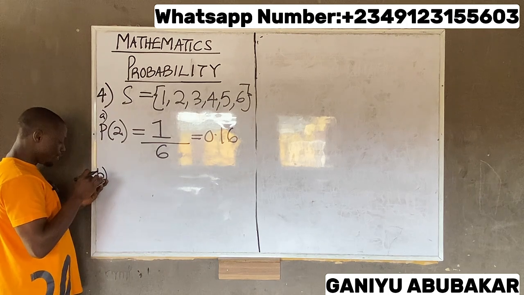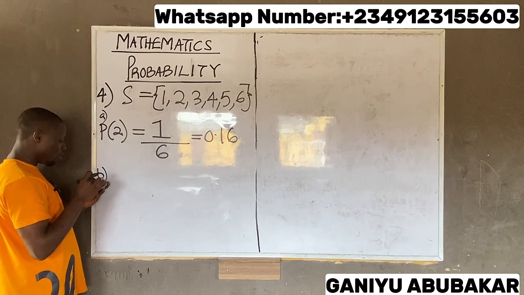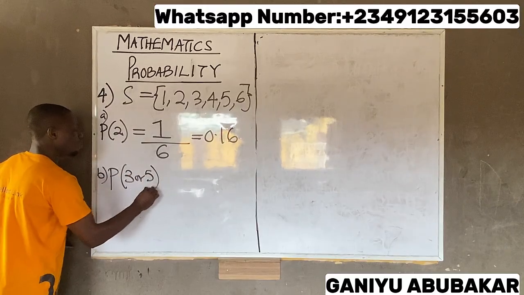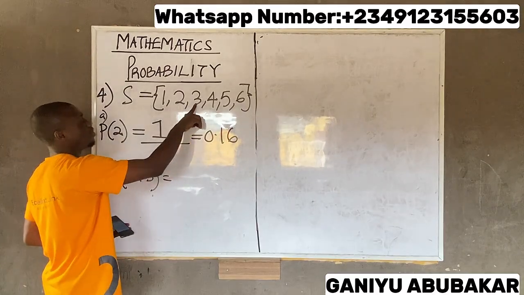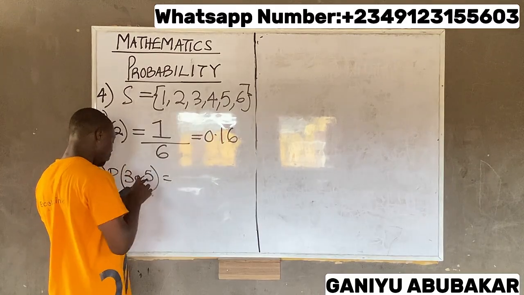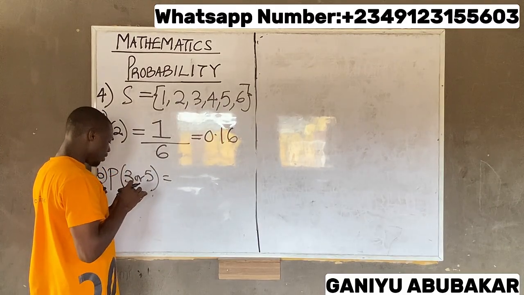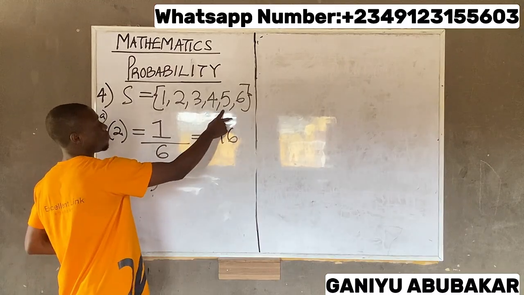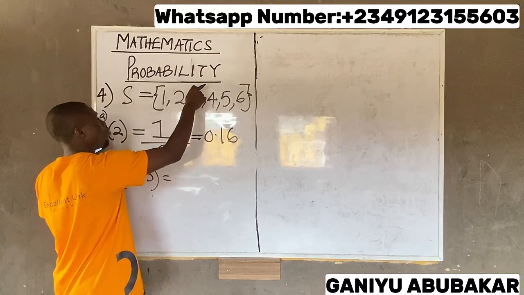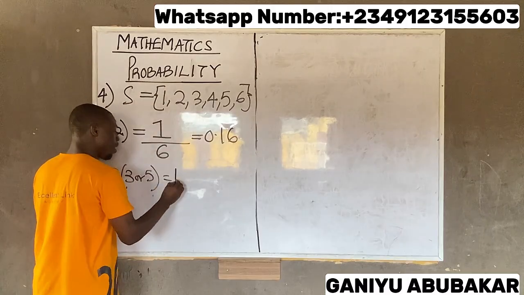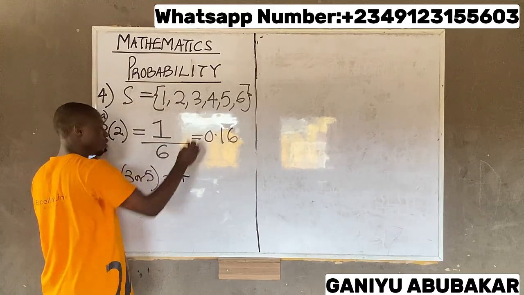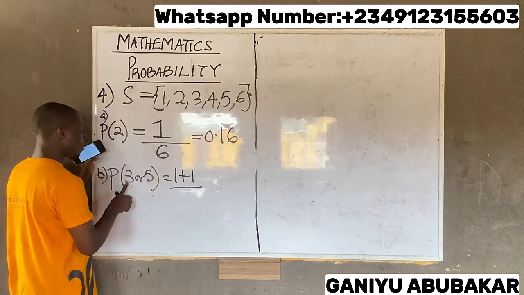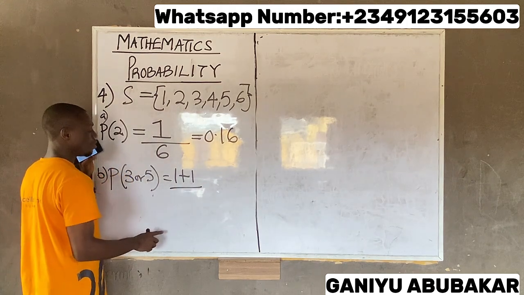Question B says, what is the probability of getting a 3 or 5? The probability of getting a 3 or 5 will be equal to how many 3s are here? Just one 3. How many 5s are here? Just one 5. So we have 1 plus 1, which is 2, all over the total outcome. 3 is 1, 5 is also 1, right?